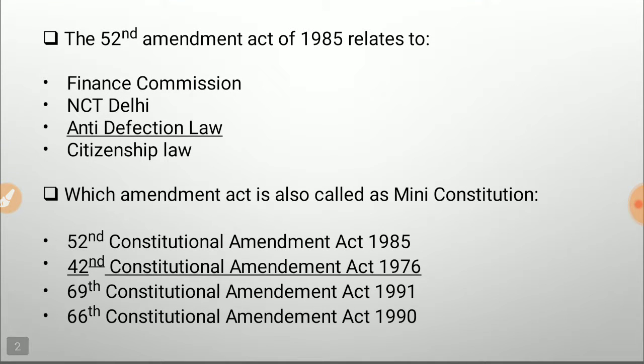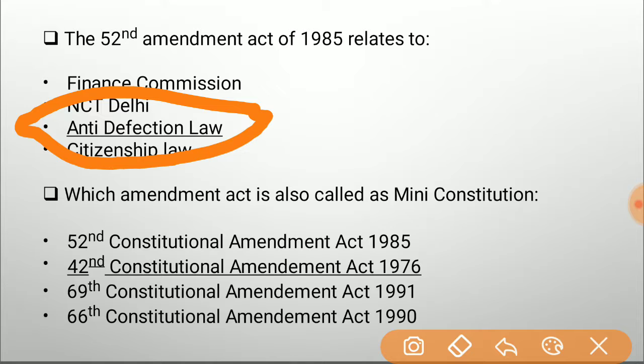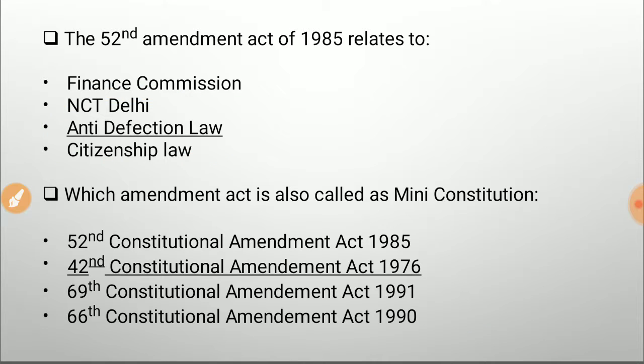The 52nd Amendment Act of 1985 relates to. So, the 52nd Amendment Act is related to the anti defection law. What is the anti defection law? As we have seen in our last video, there was one question. The anti defection law relates to the changing of allegiances of MPs who are elected to the parliament. And one interesting fact is that the anti defection law says that whether an MP is qualified or disqualified will be based on the decision made by the presiding officer of the house in which the MP is an MP. Okay, that was a bit long, sorry.